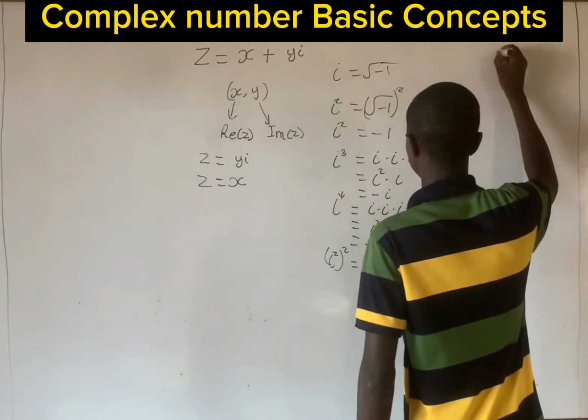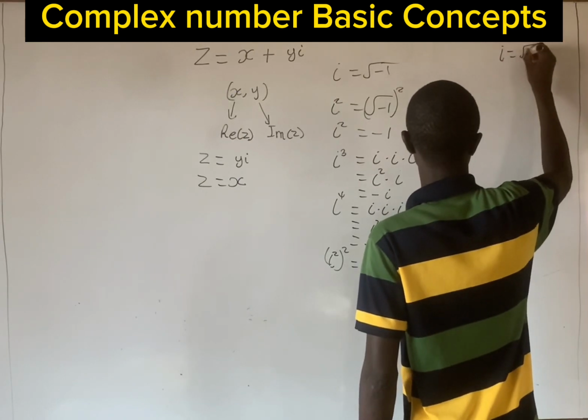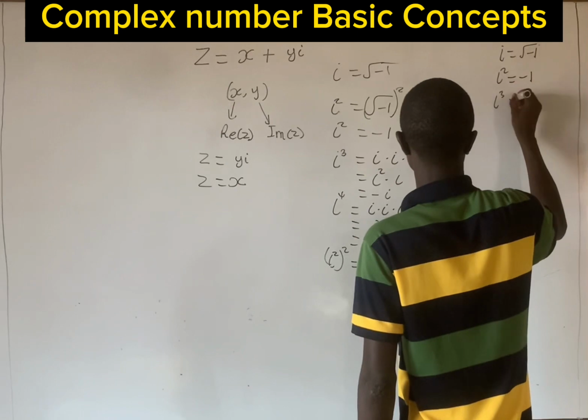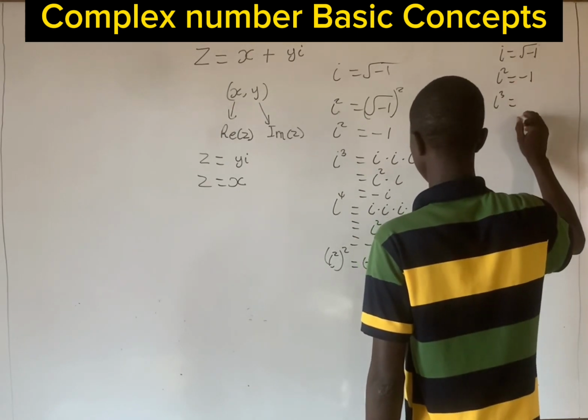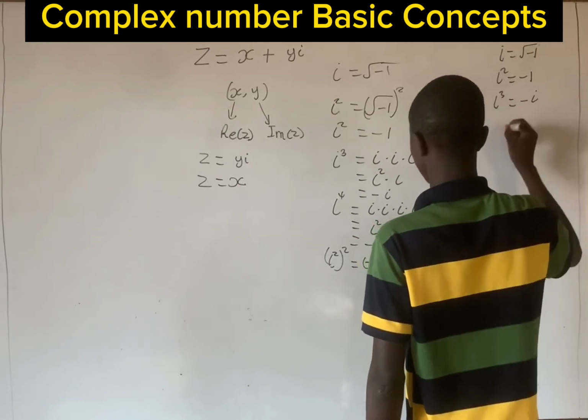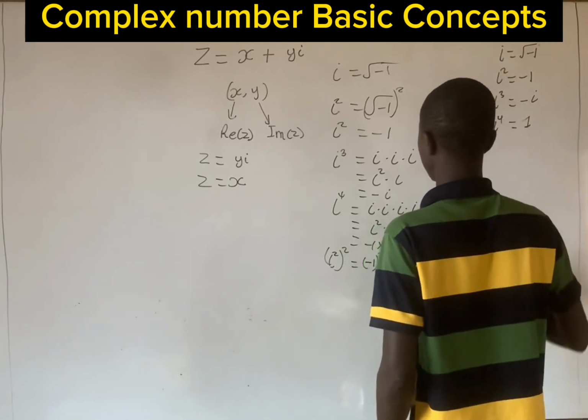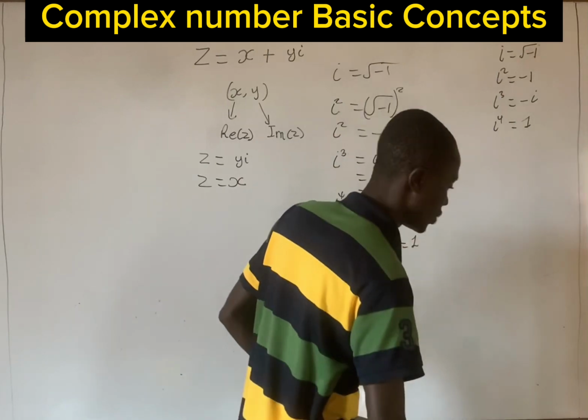We have i equals square root of negative 1. i squared equals negative 1. i power 3 equals negative i. Then i power 4 equals positive 1. In a very simple way.